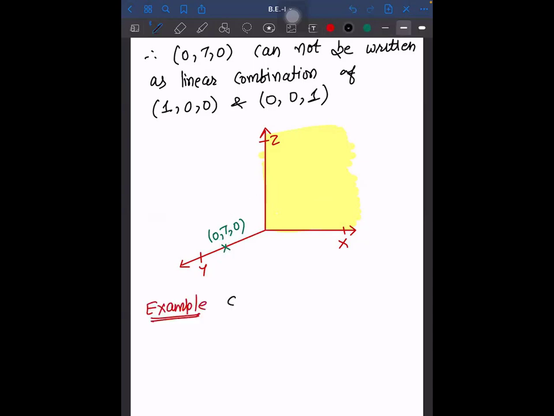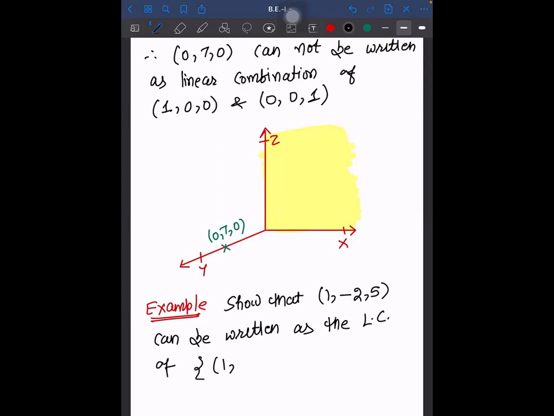So show that 1, -2, 5 can be written as the linear combination of which vectors? 1, 1, 1; 1, 2, 3; and 2, -1, 1. Right? So things are again easy. What are you going to assume? In the same way, let's say it is possible.